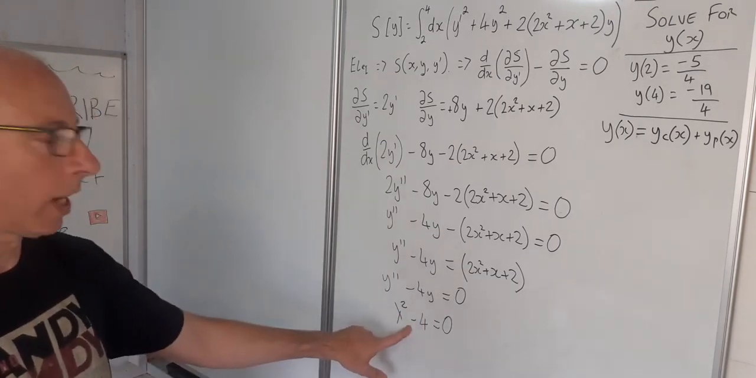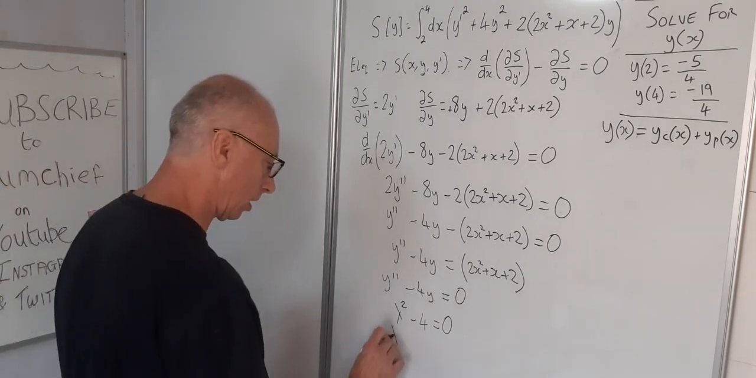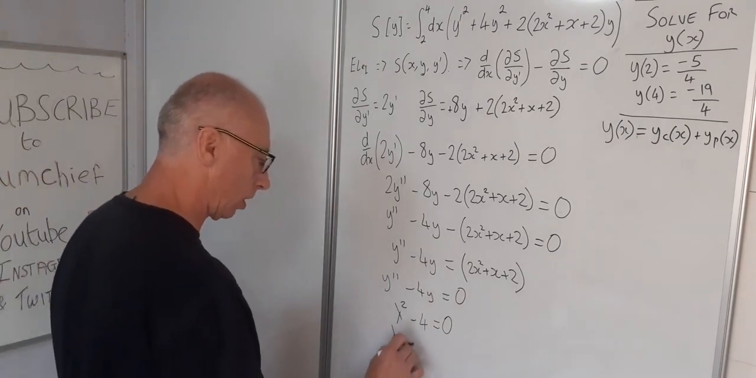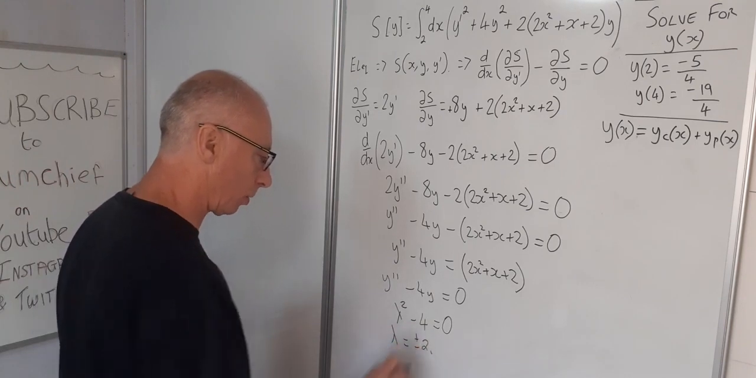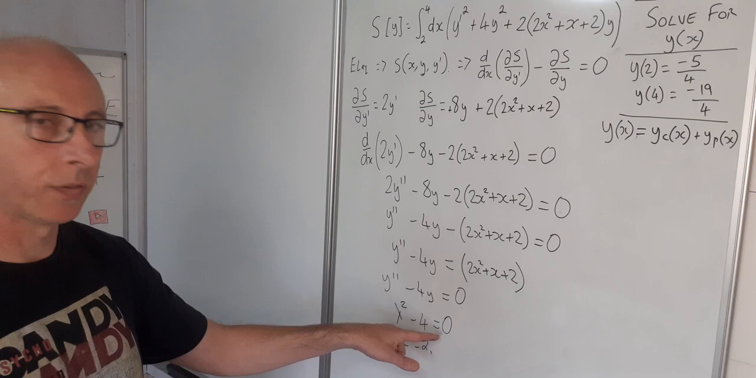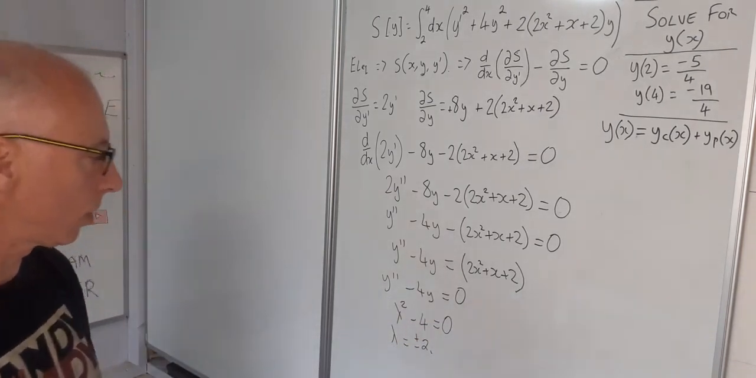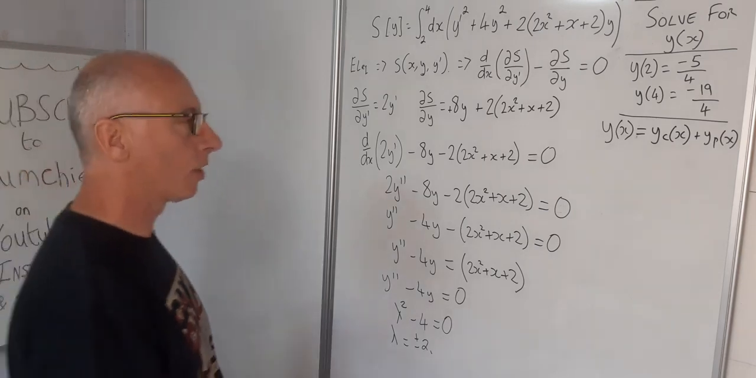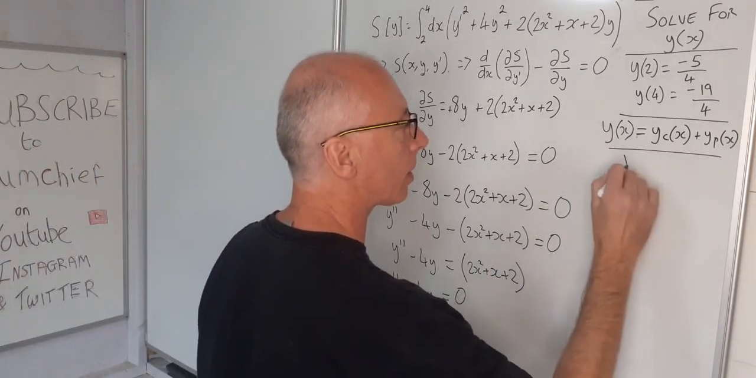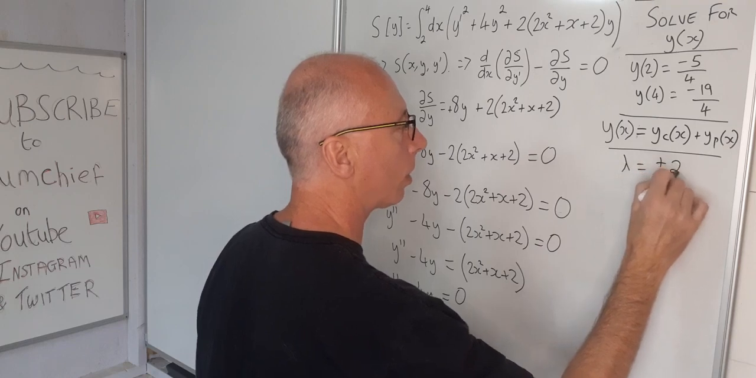And then we just solve for lambda. So therefore lambda equals plus or minus 2. Bring the 4 onto the other side, lambda squared equals 4, so lambda equals the square root of 4, which is plus or minus 2. I'm now going to write that up here because that's important for us. Lambda equals plus or minus 2.